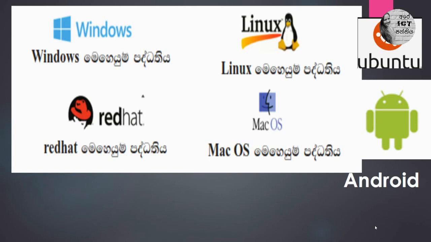Not only remember the names, but also you have to remember the icons for each and every operating system. What is the icon for Windows operating system, icon for Ubuntu, icon for Linux, icon for Red Hat, icon for macOS, and here you can see Android. Teacher has mentioned Android operating system and its icon. It's like a green color robot. But you have to remember that Android is one of the operating systems that we use in smartphones.